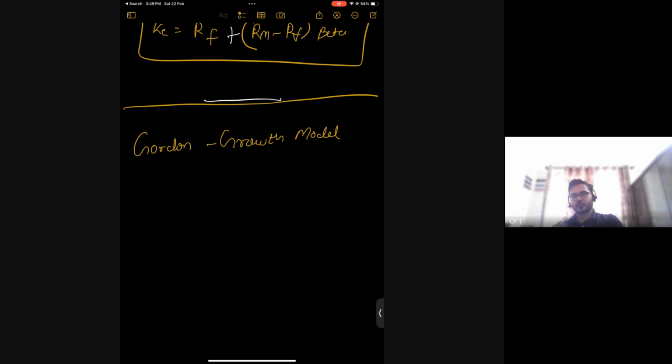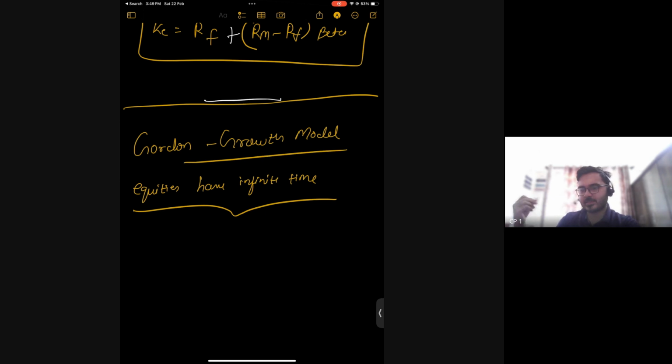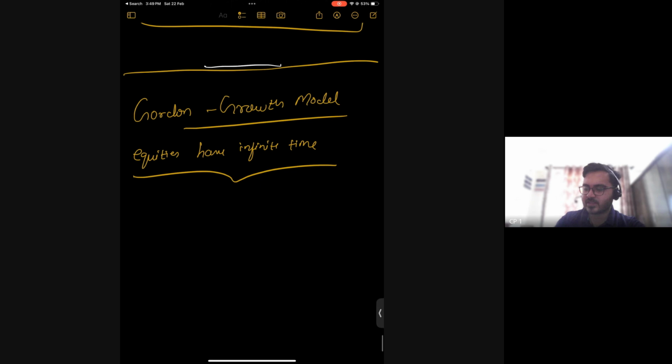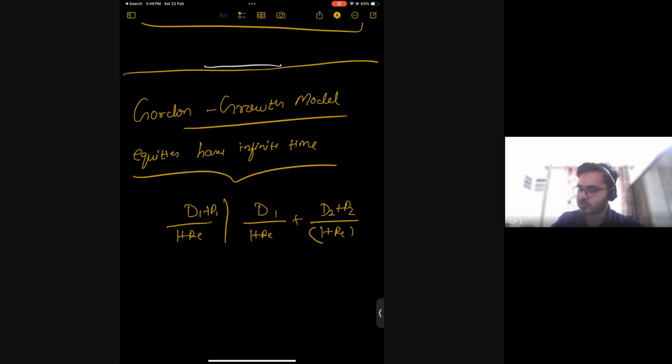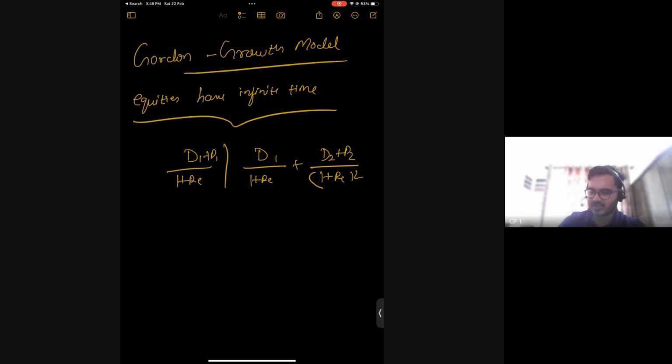What happens in case of Gordon growth model basically is that instead of having a finite time period, what if, because fundamentally equities have infinite time, right? And this Gordon growth model basically depends on your dividends only. So earlier I was giving you that, if it is a 1 period, you will do D1 plus P1 by 1 plus RE. If it's a 2 period, you will do D1 by 1 plus RE plus D2 plus P2 by 1 plus RE whole square. If it's a 3 period, you will just add a 3 to it, and it keeps going forward.